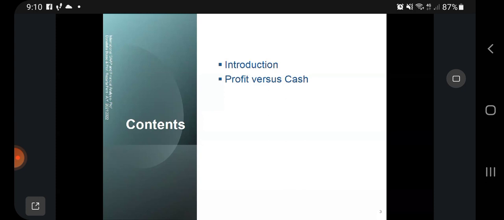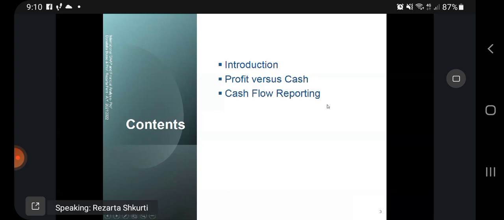But after taking an accounting course, we know that that's not true. Profit is something else and it's different from the cash reserve or cash balance. And we will try to cover that as a second thing.